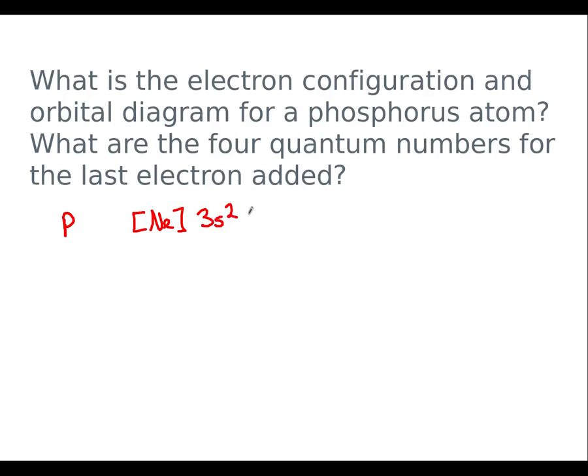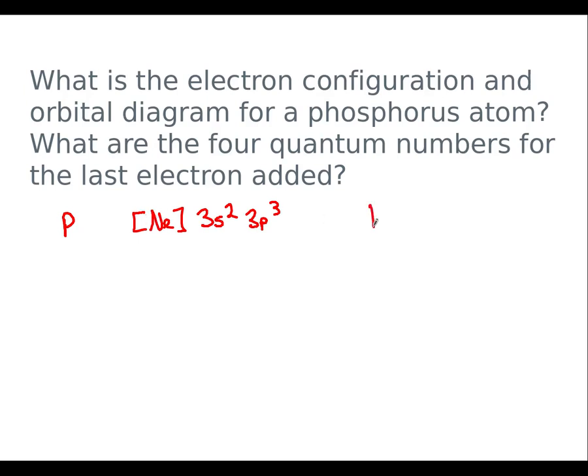And then we're going to skip over to 3p, and phosphorus has 3 electrons in the p block. And that would be our electron configuration. Our orbital diagram, here's the nice thing. Orbital diagrams, we typically don't draw boxes to represent the core electrons.